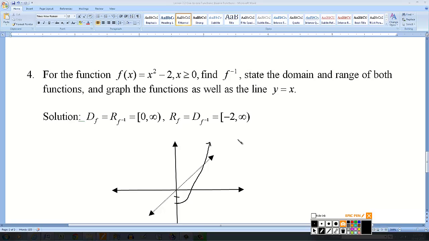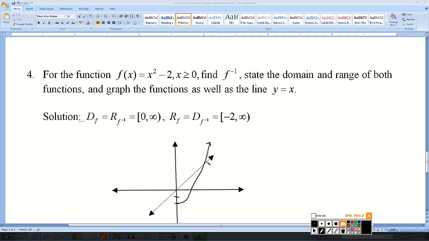So here we're interested in inverse functions. In order to get an inverse function, the original function has to be one-to-one. Okay, so this is what we have. In this one it says find f inverse and state the domain and range of both functions and graph the functions as well as the line y equals x. Well, there's the line y equals x.